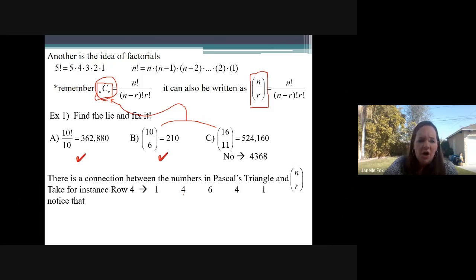Okay, so I want you to notice that actually 1 is 4 choose 0. 4 is 4 choose 1. 6 is 4 choose 2. 4 is 4 choose 3. And 1 is 4 choose 4.